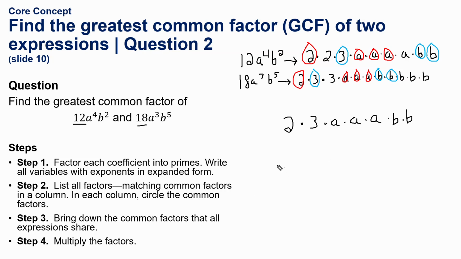Now we can multiply our factors. So 2 times 3 is 6. A times a times a is a to the third power. And b times b is b to the second power. So the greatest common factor of this problem is going to be 6a to the third power and b squared, or b to the second power.